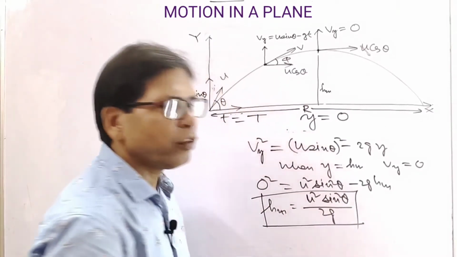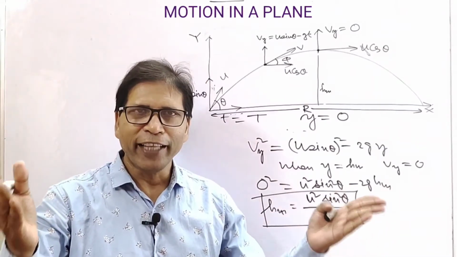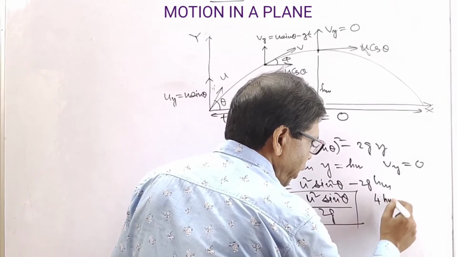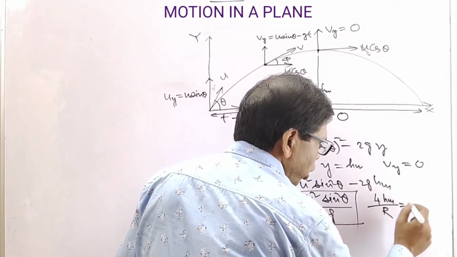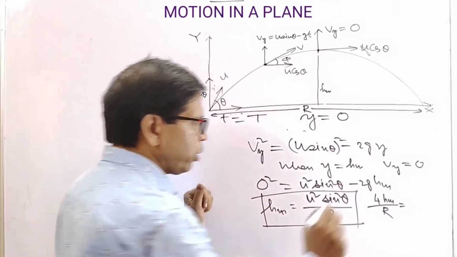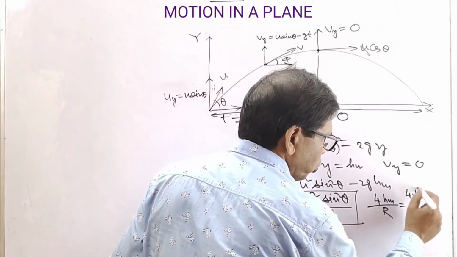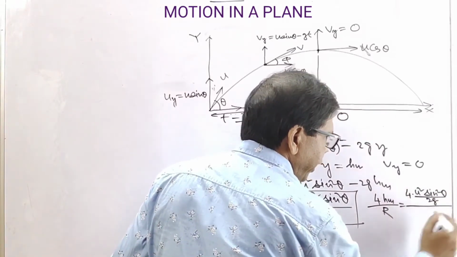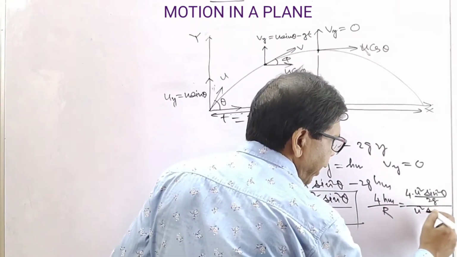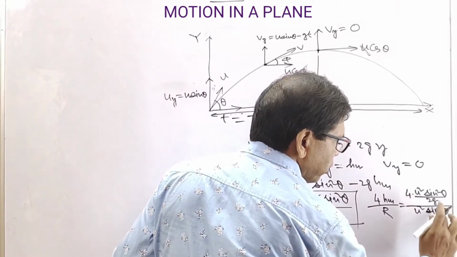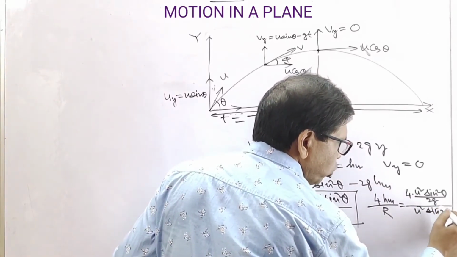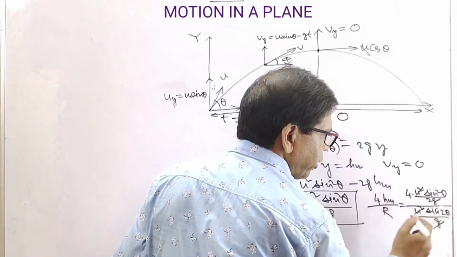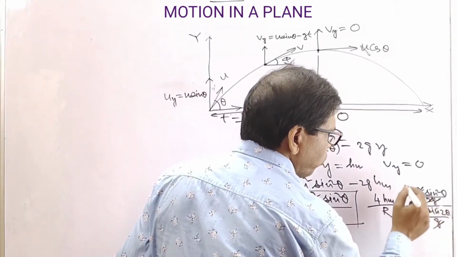Okay, now we have to derive the ratio of 4 into maximum height divided by the horizontal range. So 4 into maximum height is 4 into u square sin square theta divided by 2g, and the horizontal range is u square sin 2 theta divided by g. Now u square cancels, g cancels. Okay, and 2 into 2 is 4, 2 fours.